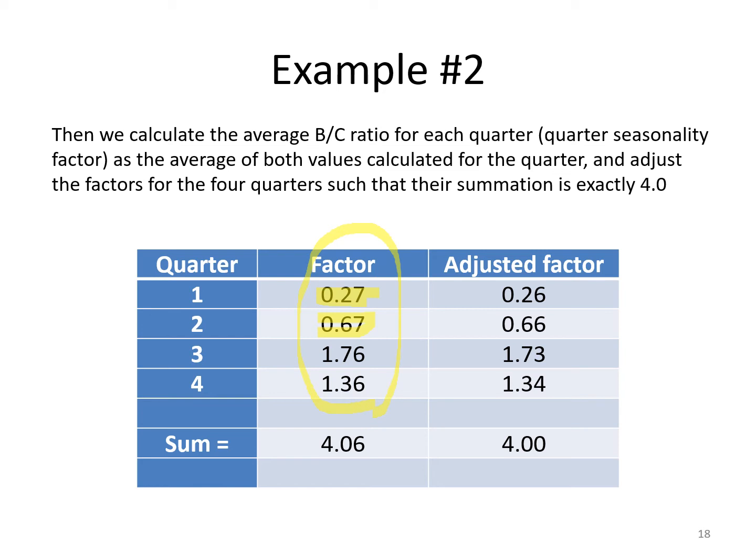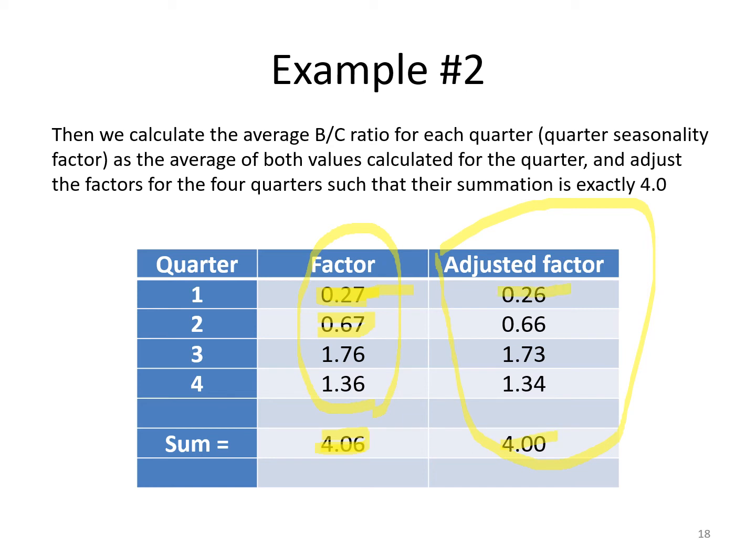Again, we have to make sure that the summation of the seasonality factors for the 4 periods equals exactly 4. In our case, it's not exactly 4. So we are going to adjust these factors in order to have a summation of exactly 4. The adjustment is done in a very simple approach. For instance, in the first quarter, you take this value 0.27 divided by 4.06 and then multiplied by 4. This is how we come up with the value 0.26.